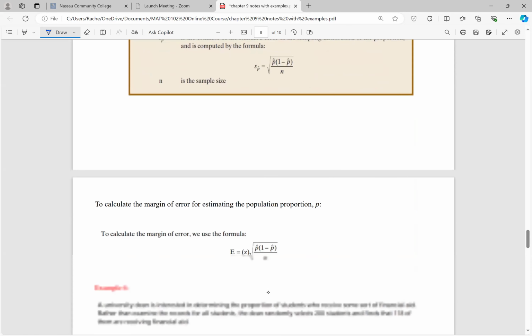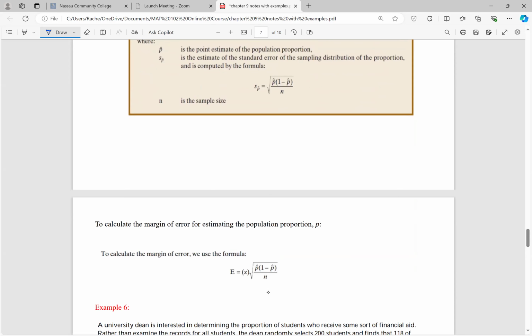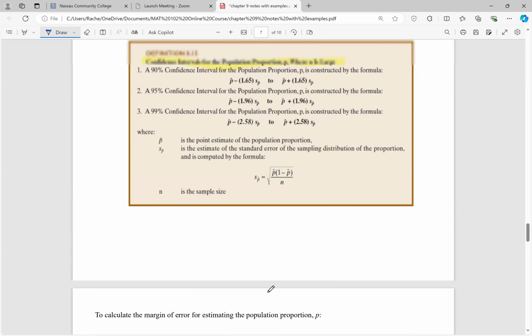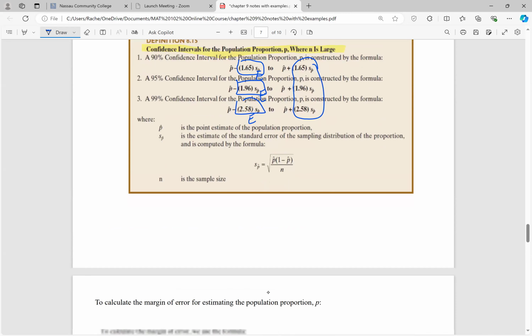The margin of error is E, which is the z-score times the standard error, just like we did for means, except now, instead of a t-score, we use the z-score times the standard error for proportions. In each one of these, this is our standard error. So this is E, the margin of error, which is still going to be one half the width of the confidence interval.